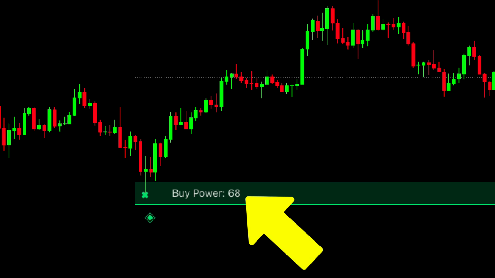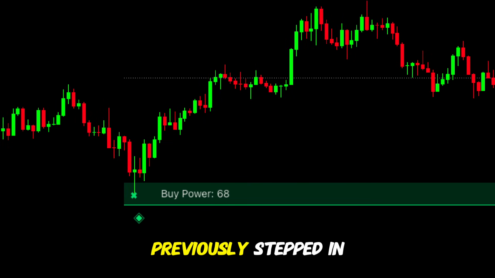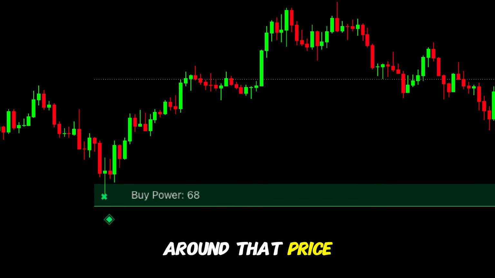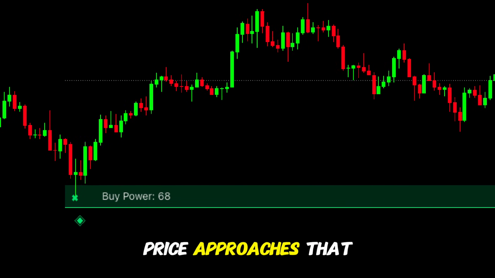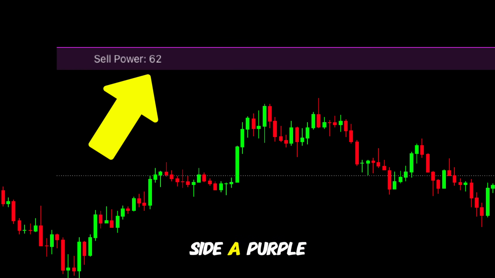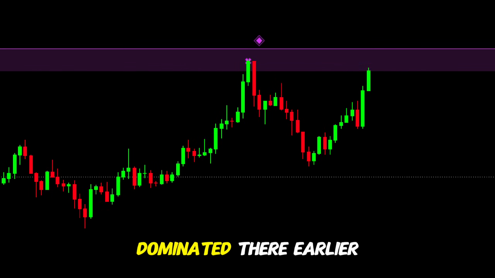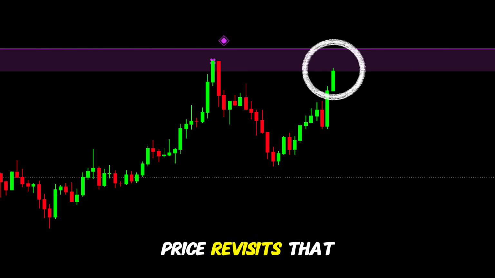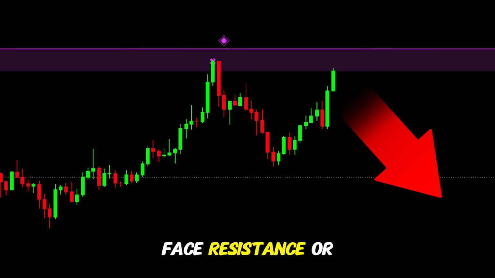If you see a green zone with a high buy power number, like buy power 68, that means buyers previously stepped in aggressively around that price. So, when the price approaches that area again, there's a high chance it could bounce back up. On the flip side, a purple zone labeled sell power 62 signals that sellers dominated there earlier. So if the price revisits that zone, it's likely to face resistance or a pullback.